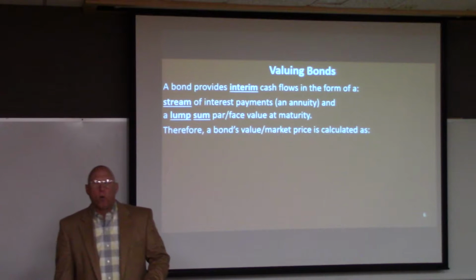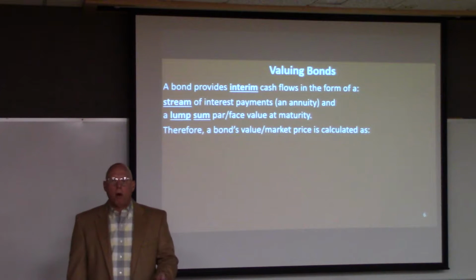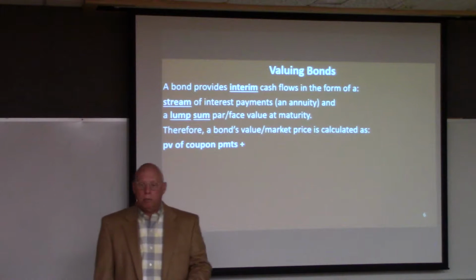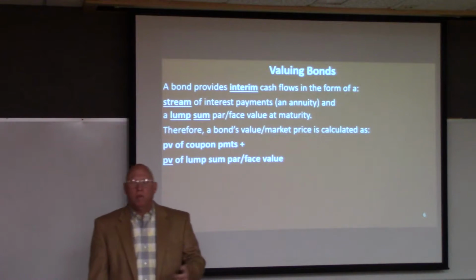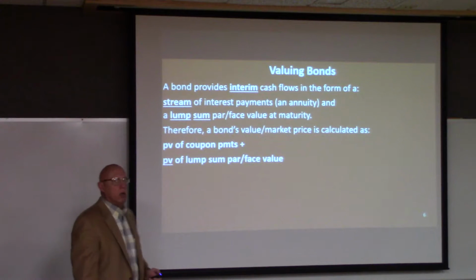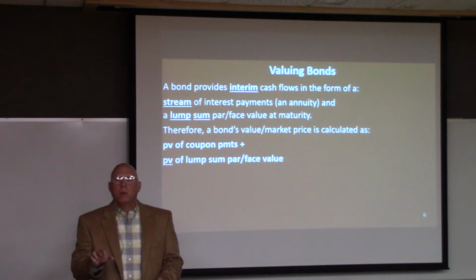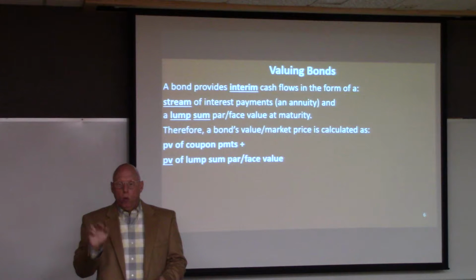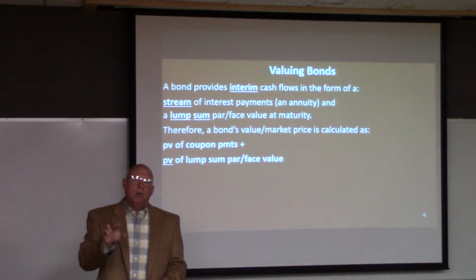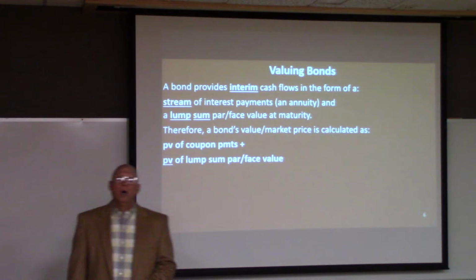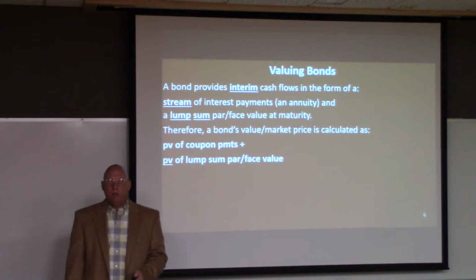Therefore, a bond's value or market price is calculated as the present value of the coupon payments plus the present value of the lump sum or par value. And remember, the coupon payments are computed by multiplying the coupon rate by the face value, whereas the market rate is used as the discount rate, the I/Y, to find the present value of the coupon payments and the present value of the par or face value.